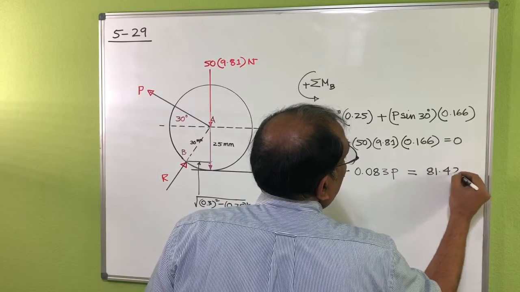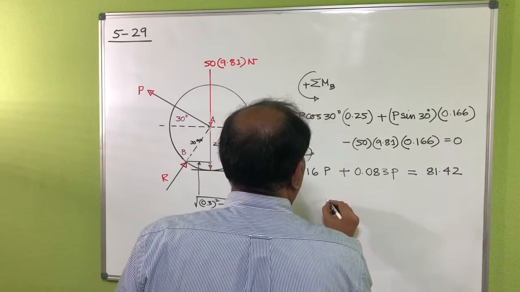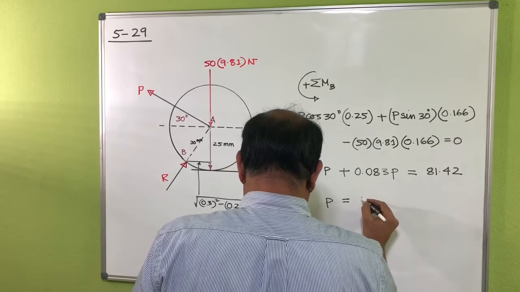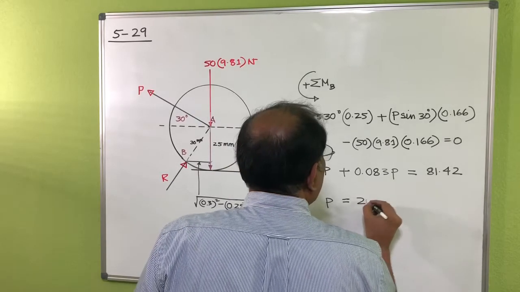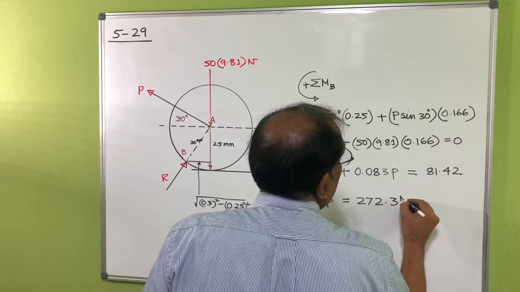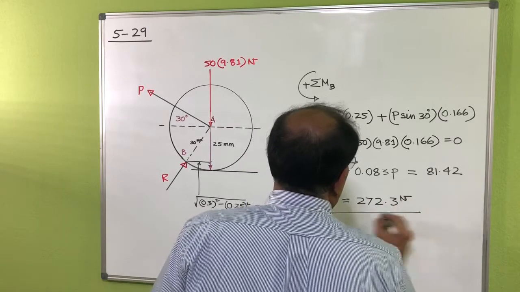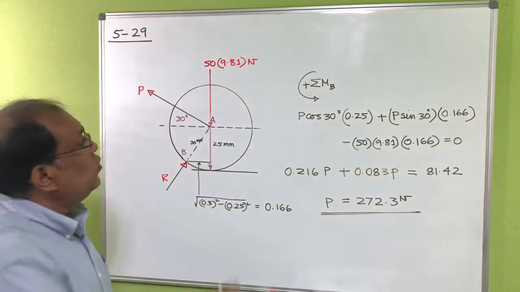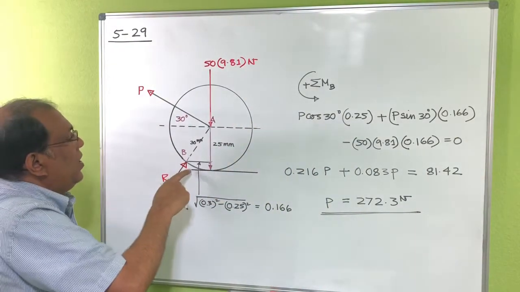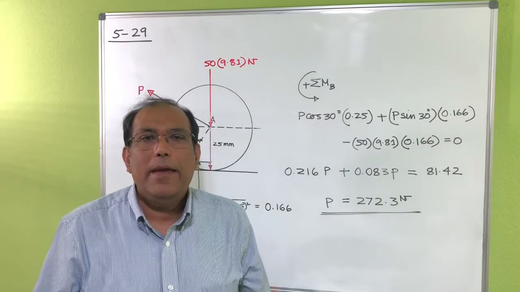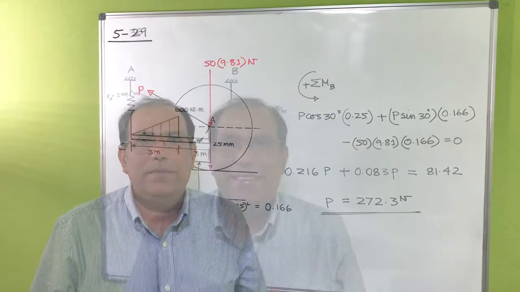that's actually 81.42. So your P is basically 272.3 Newton. So that's the minimum amount of force you need to pull that wheel over that obstruction here. Okay? Now let's move forward.